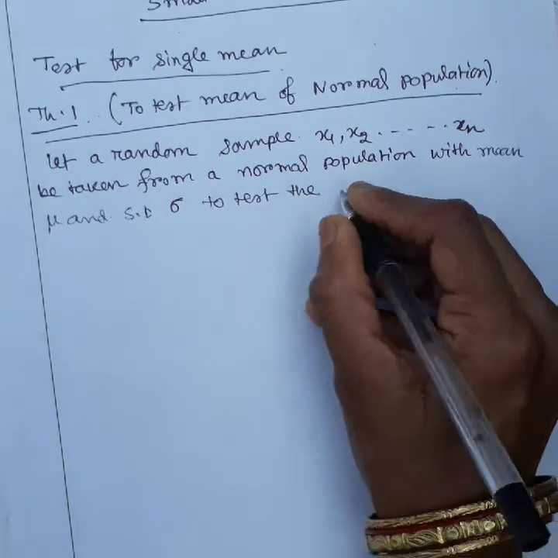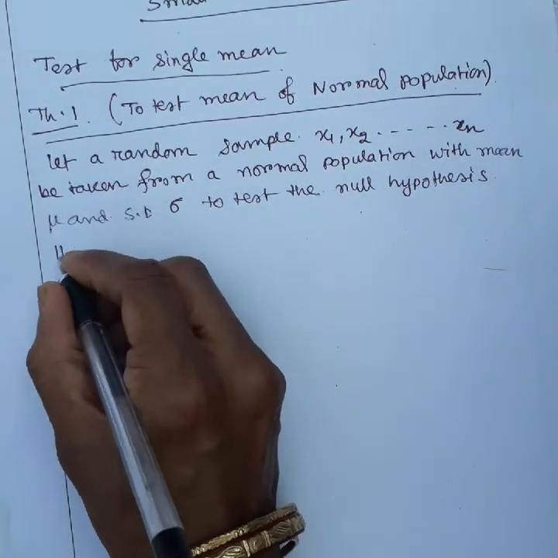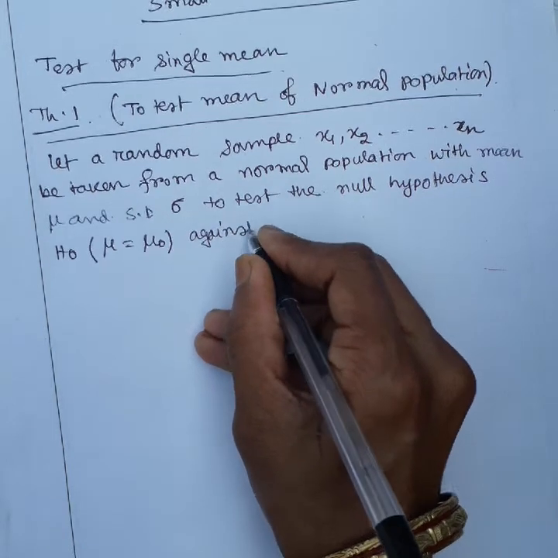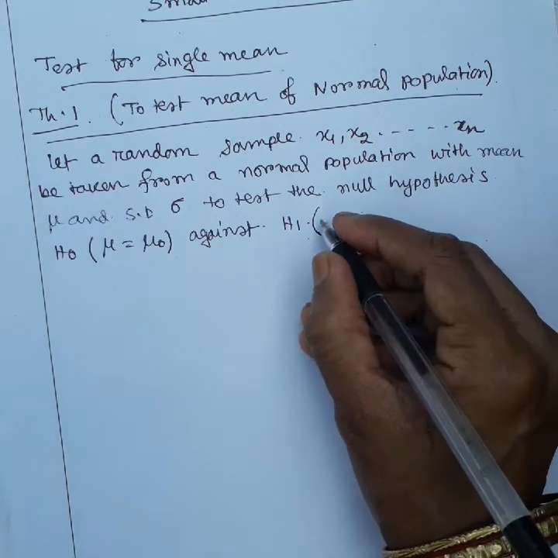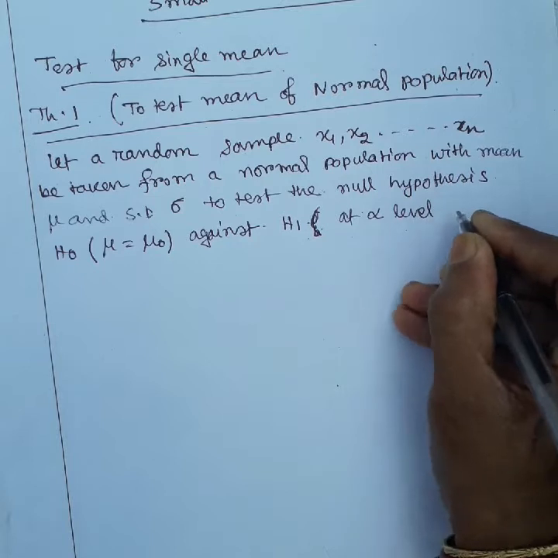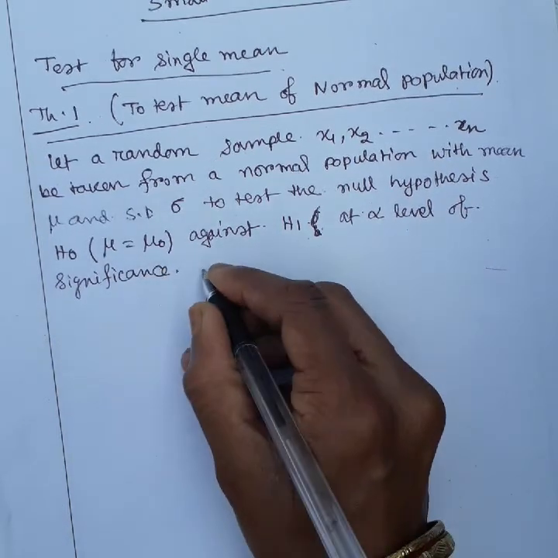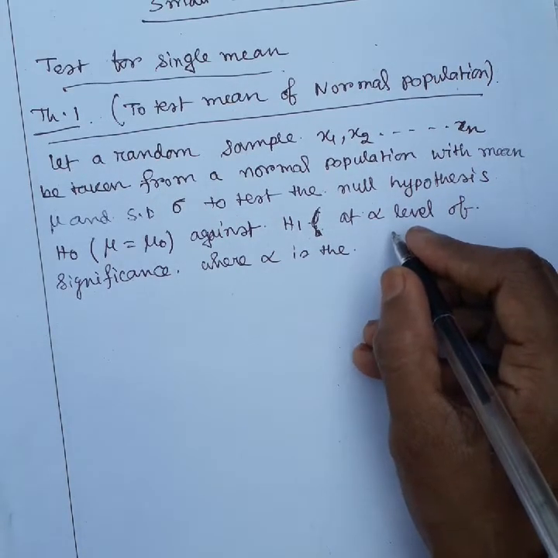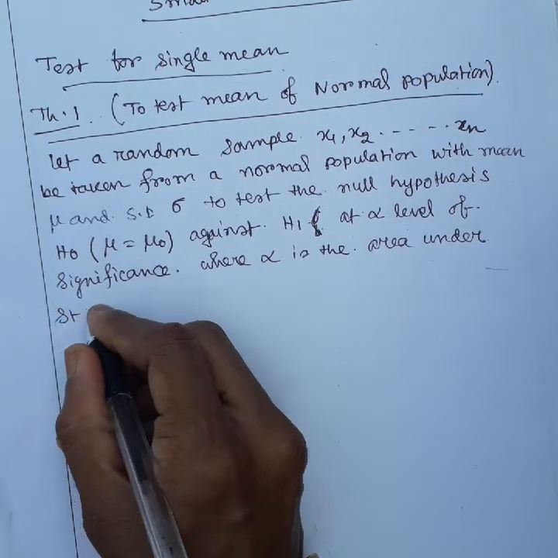to test the null hypothesis H0, that is mu is equal to mu 0, against the alternative hypothesis H1, at alpha level of significance, where alpha is the area under the standard normal curve.